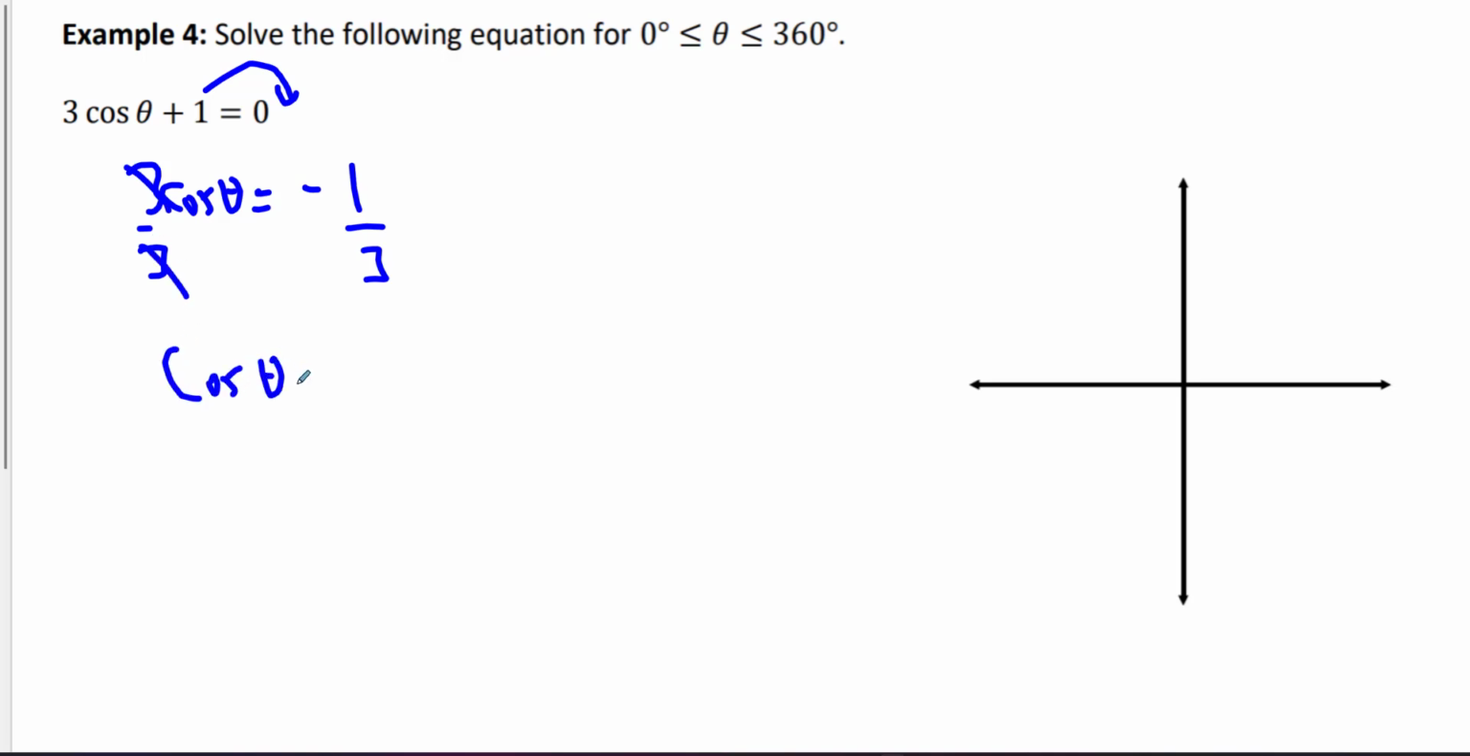Cos theta is equal to -1 over 3. And there we have it. That's how easy it was to now have the exact same type of equation. Just took 2 basic algebraic steps. And now we can solve for theta. Theta is just equal to inverse cos of -1 over 3.